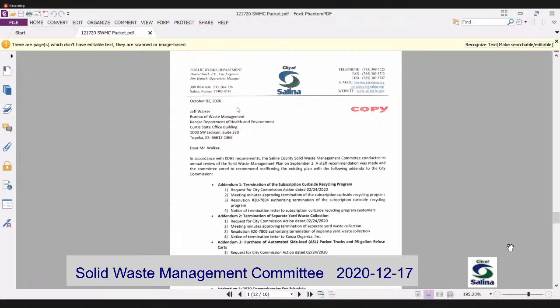Rather than read all of this to you, I would remind you that the way the committee has operated is that the annual plan updates are a reflection of all the changes to the solid waste system that have occurred over the past year. So these addendums represent the process and the paperwork that led to the change that occurred regarding the plan. Just as an example, the termination of the subscription curbside recycling program. As you recall, we now have a civilian counterpart who does that for citizens that still wish that. And these addendums simply outline all of the changes that the city had made through city commission action over the past year. If you would please, Heidi, scroll to the next page.